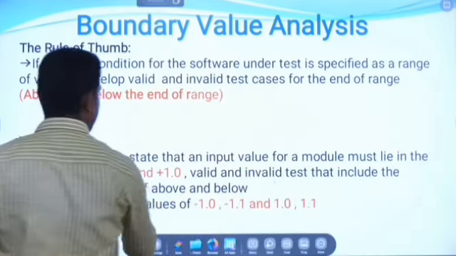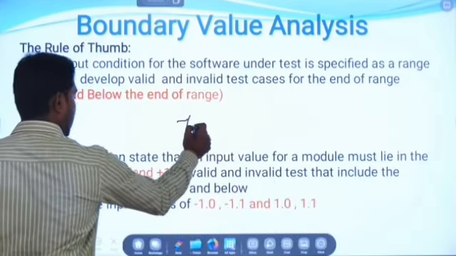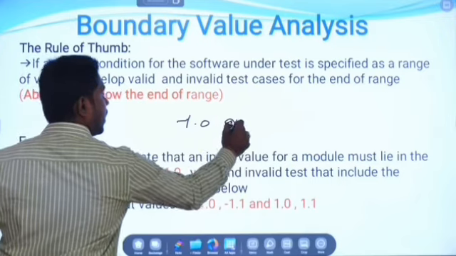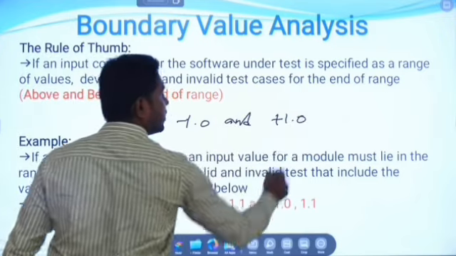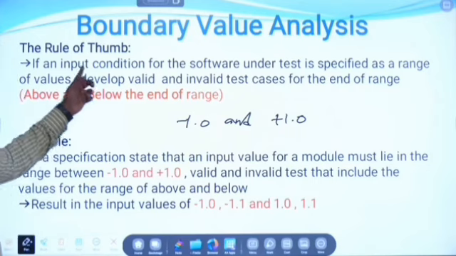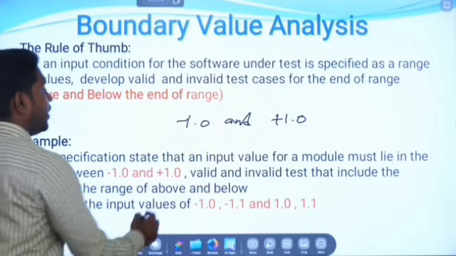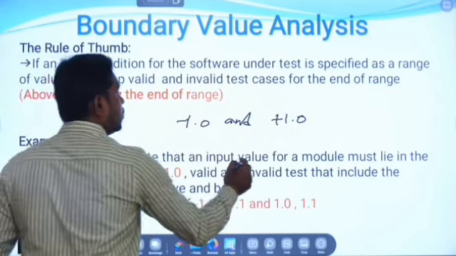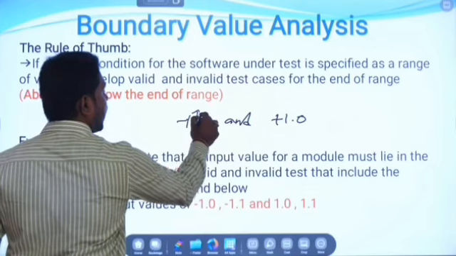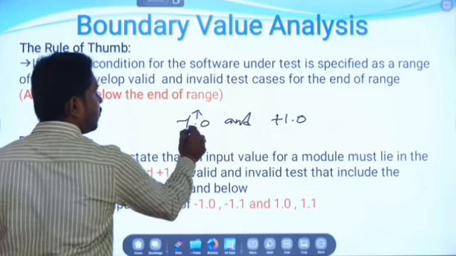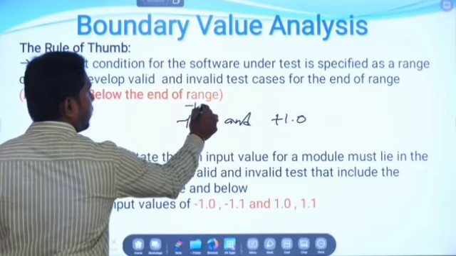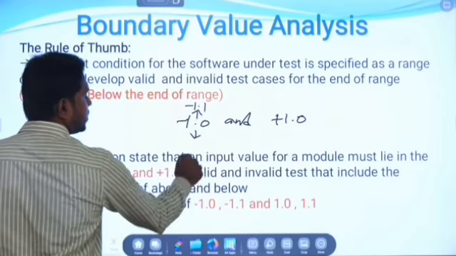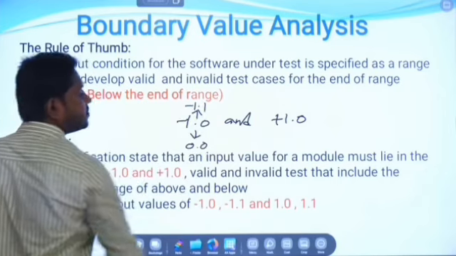Let us consider minus 1.0 and plus 1.0 as the input values. According to this rule of thumb, we are going to identify the above value and the below value of minus 1.0. The above value is minus 1.1. The below value is 0.0.